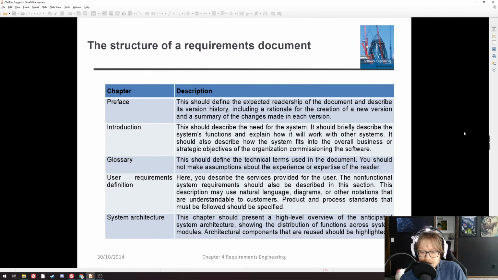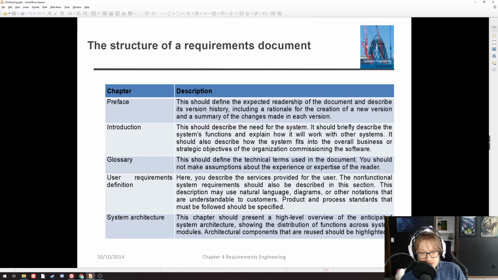Here's a template that you might have. You might have an overall summary and a preface, some kind of introduction describing overall how the thing works, the glossary. You do your user requirements in one section on their own in natural language, maybe some diagrams there too.